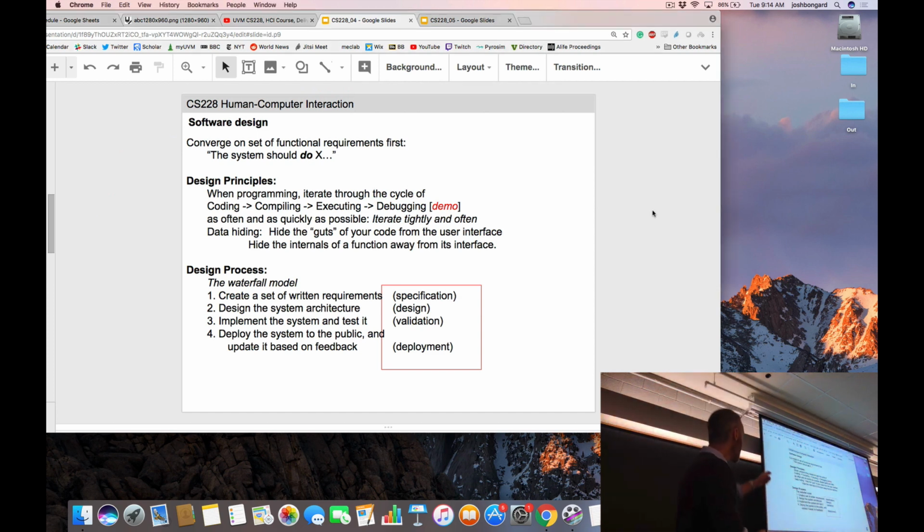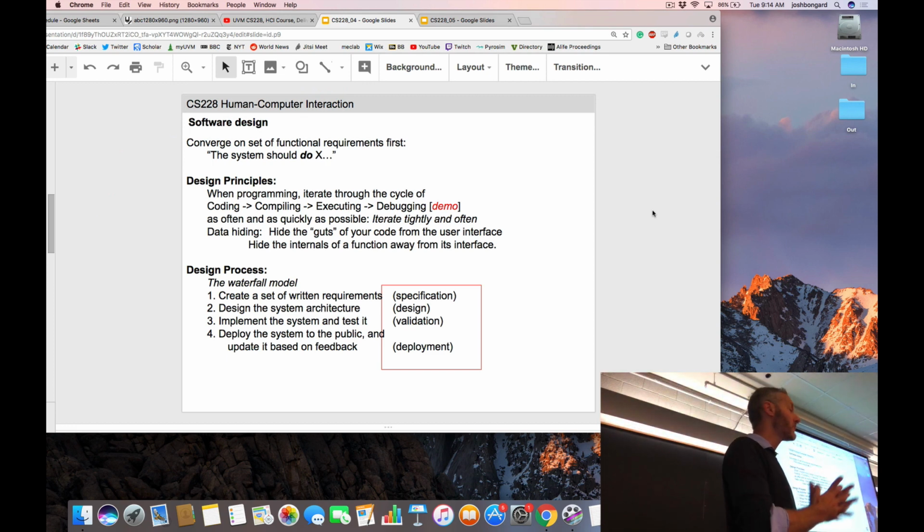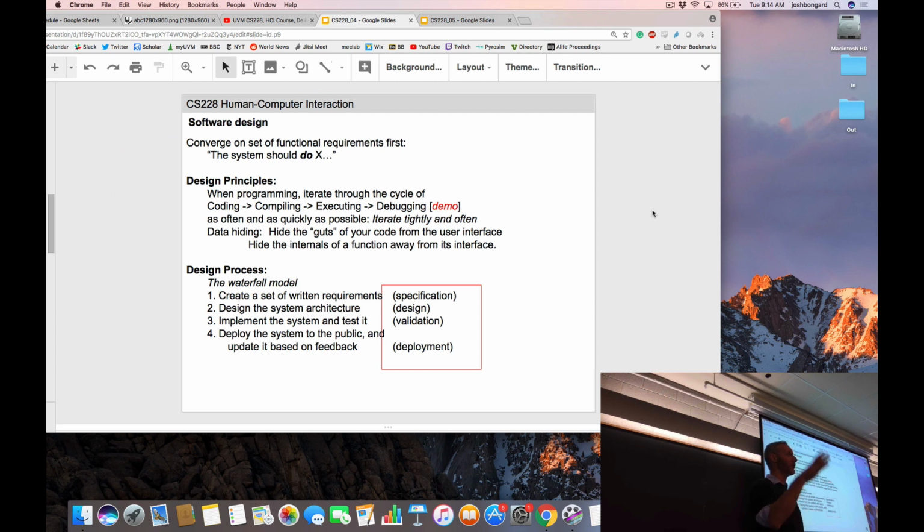Here's another design principle called data hiding, where you want to hide the guts of your code away from the user interface. This is something that we're going to practice quite a bit in this course. Your code is going to become pretty complicated. Eventually, you're going to test your code with a user who's never seen Leap Motion before, doesn't know ASL. They don't want to know what's going on under the hood. They don't need to know anything about your 5x4x6 matrix, right? You're going to hide all that stuff away. Some stuff is easier to hide than others.